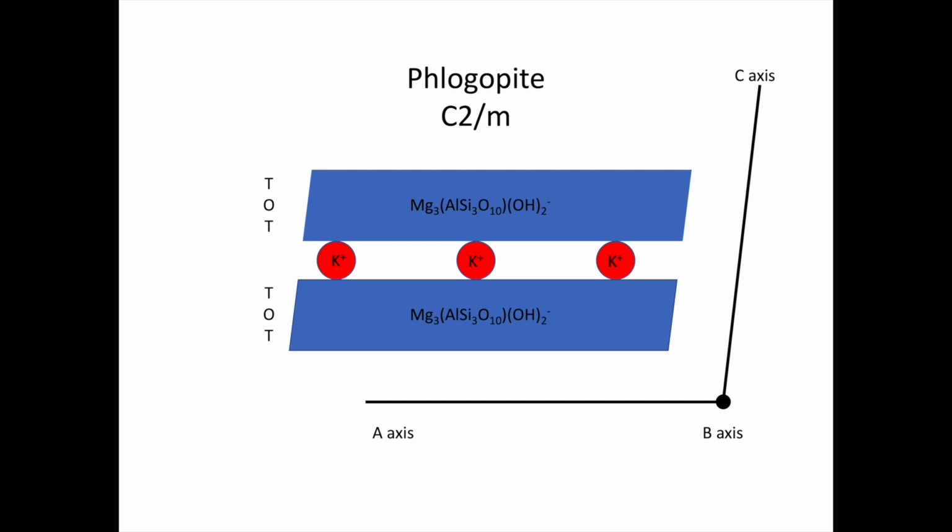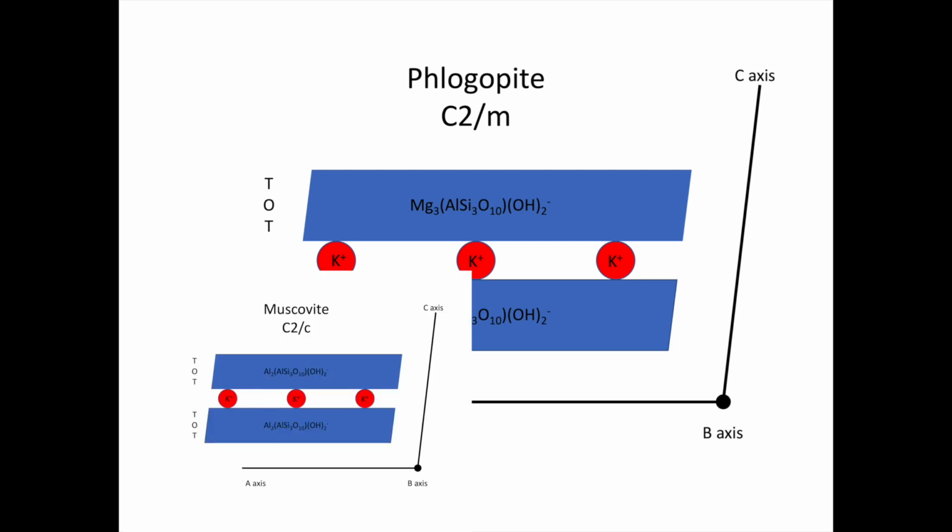This is just a bit different from the space group symmetry of our most common muscovite polytype, which is C2/C. However, both of these end up with the same point group symmetry of 2/M. There isn't really a way to determine the difference between the glide plane in our muscovite compared to the mirror plane in our Phlogopite when you're looking at a hand sample.